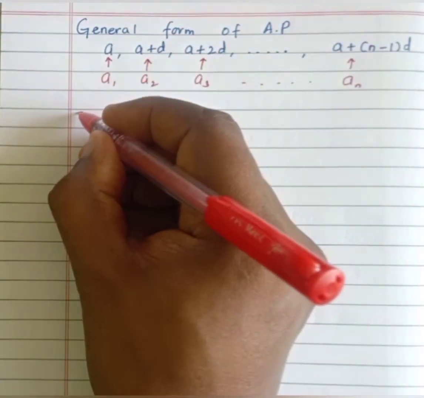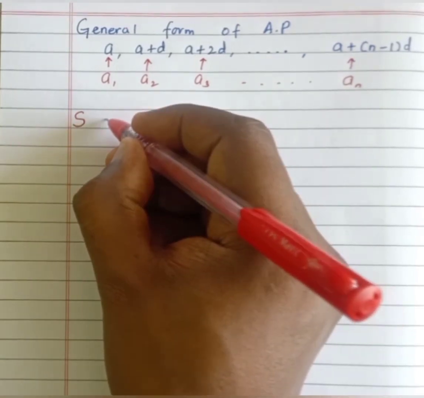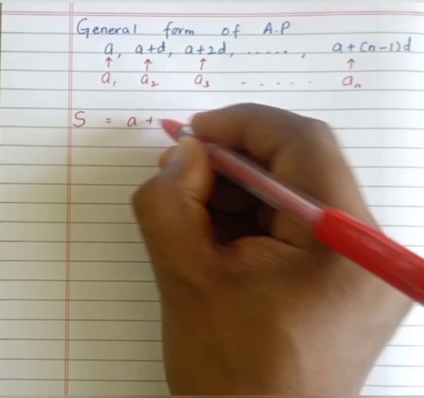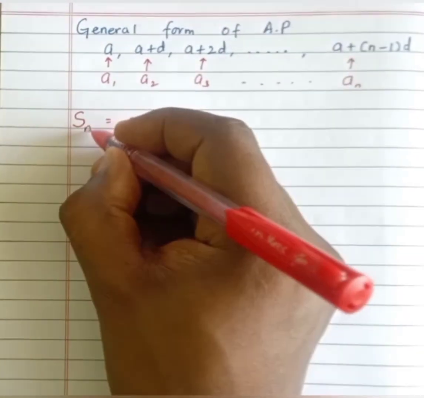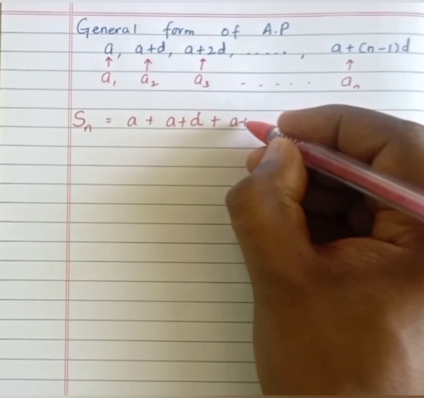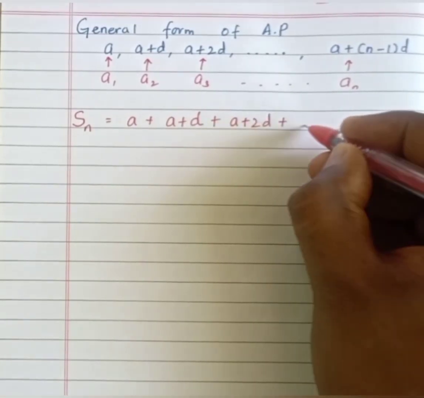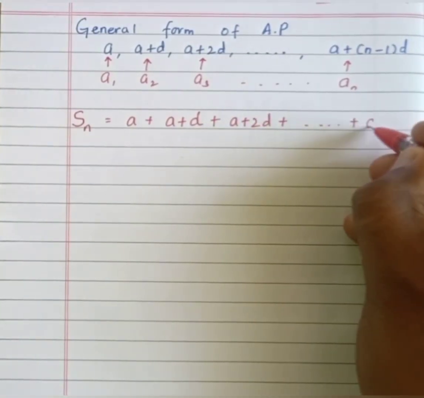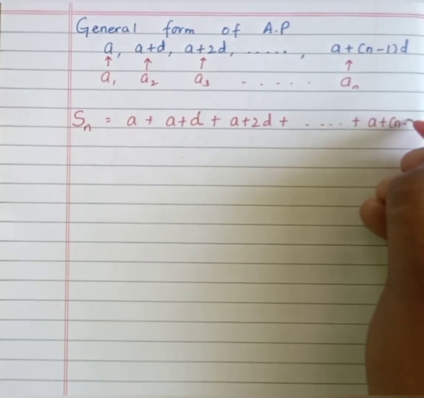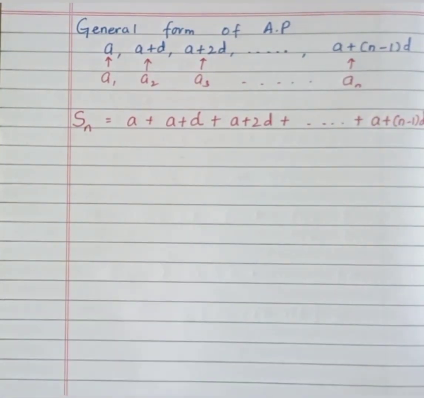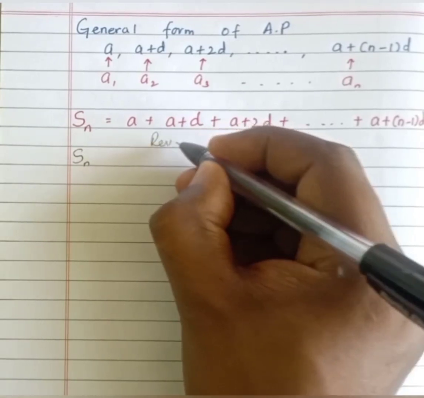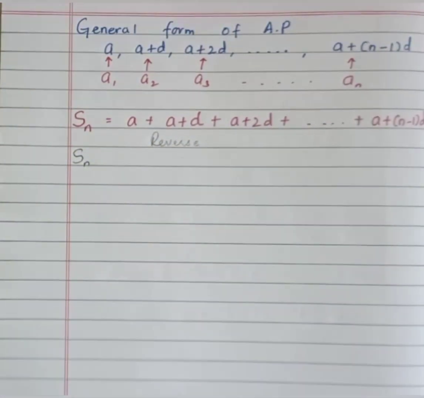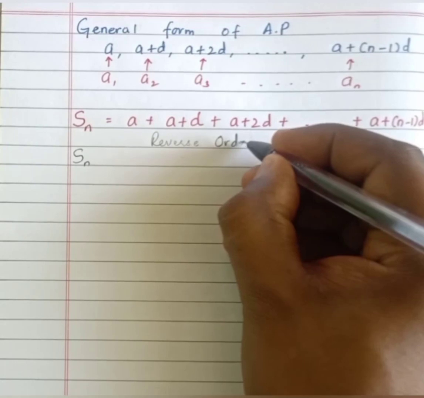Now what is Sn? The sum of n terms. So what I'll do now is add all the terms, that is a1 plus a2 plus a3 up to an, which represents a, a plus d, a plus 2d and so on up to the last term, a plus (n minus 1) into d. Now I'll reverse the order of this Sn, that is, write the last term as the first term.